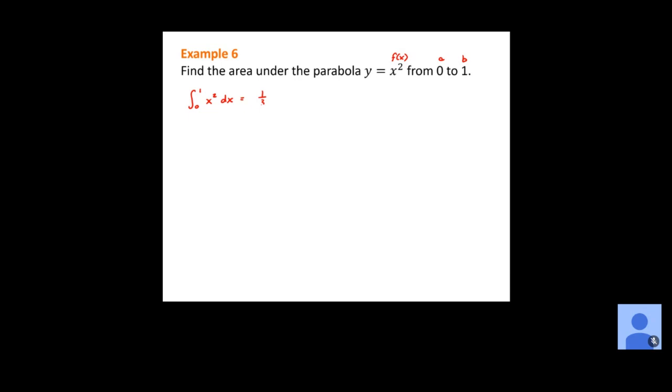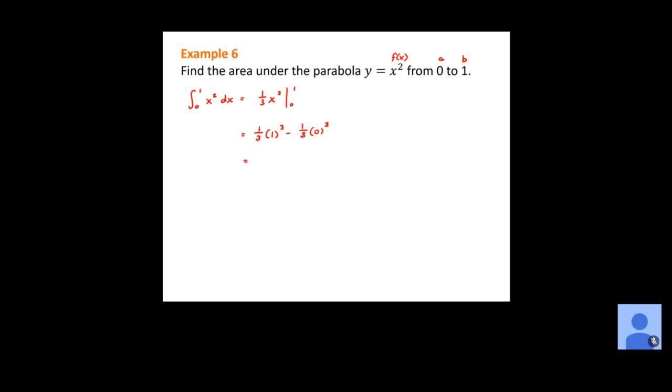Perfect. 1/3 x cubed. Again, we're evaluating that from 0 to 1. All right. What do we have to do now? Good. Now we plug in our values. Remember, b goes in first, a goes in second. So it's going to be 1/3 times 1 cubed minus 1/3 times 0 cubed.